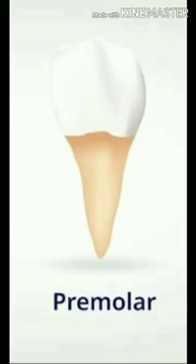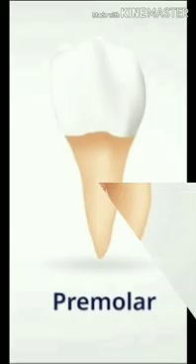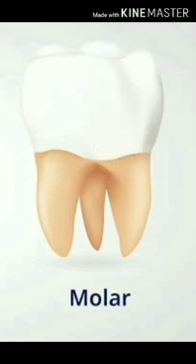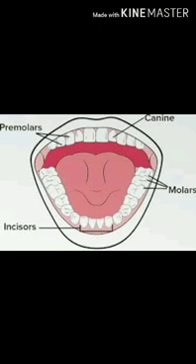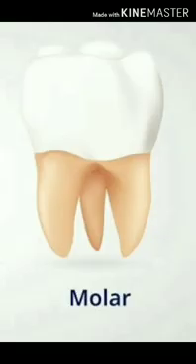And the last type of teeth is molars. There are a total of 12 molar teeth present in our mouth, that is 6 in the lower jaw and 6 in the upper jaw, or we can say 3 on either side of the premolars, and this type of teeth helps in chewing and grinding the food very well.